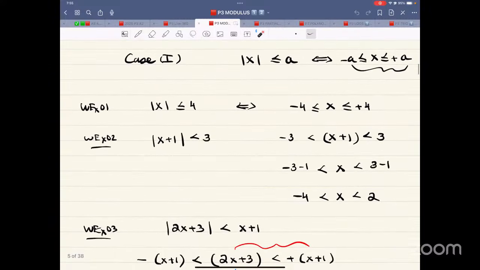For example, modulus x less than or equal to 4, x lies between negative 4 and positive 4. Modulus of x plus 1 is less than 3, so x plus 1 lies between negative 3 and positive 3.